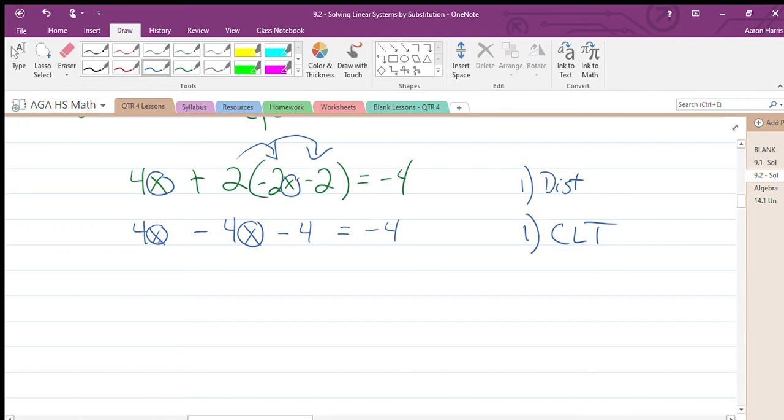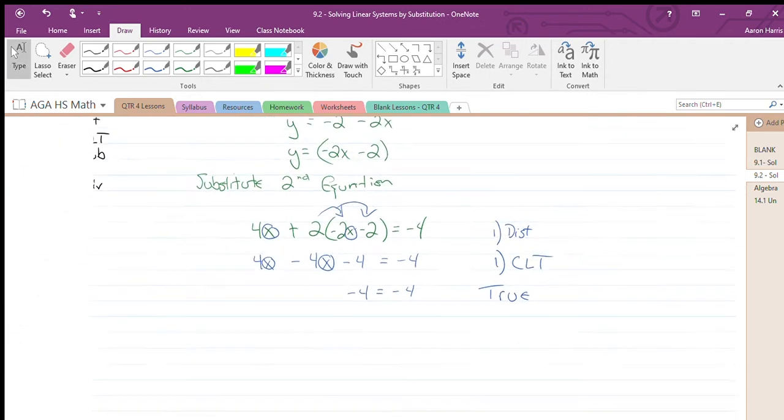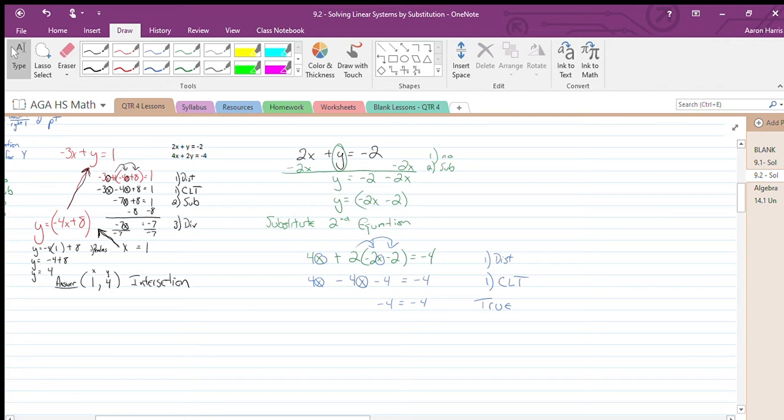Look at this. 4x minus 4x is 0. And then I get negative 4 equals negative 4. Is that true? Yes. Will it always be true? Yes. Therefore, what are these equations? These equations are the same exact line.